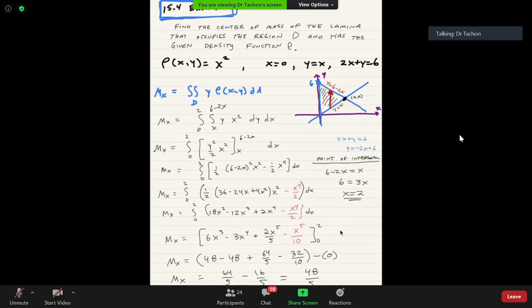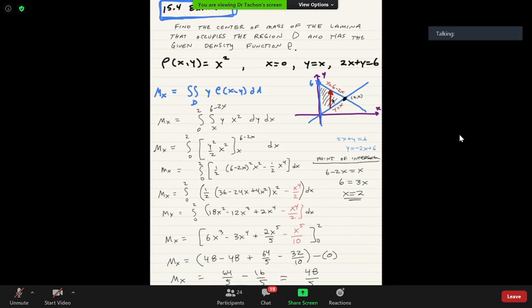So are we almost done? No, we've still got the other half of the problem to do, right? So let's do the other half. Moment with respect to x: it's going to be y, the distance from the x-axis, times the density. Density is x squared times y. And then you have to set up your base. They give you the base, so you set up the base.